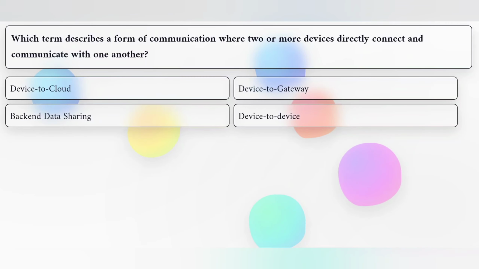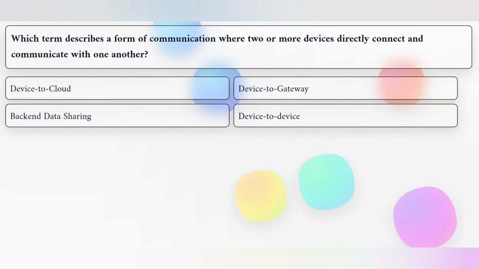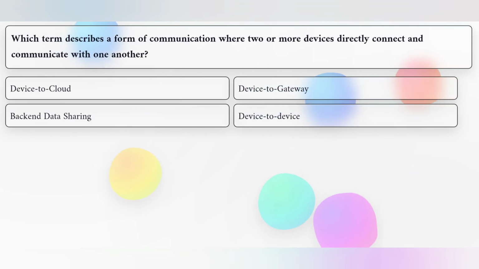Which term describes a form of communication where two or more devices directly connect and communicate with one another? Device to cloud, device to gateway, backend data sharing, device to device.